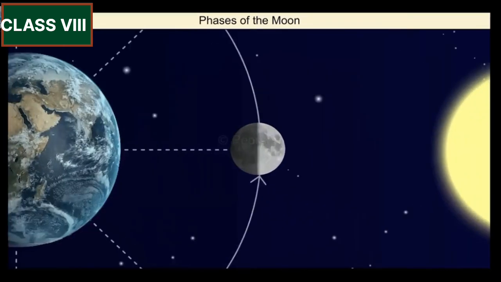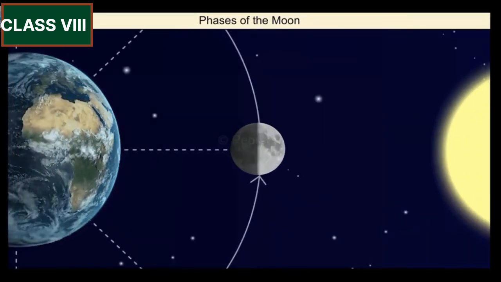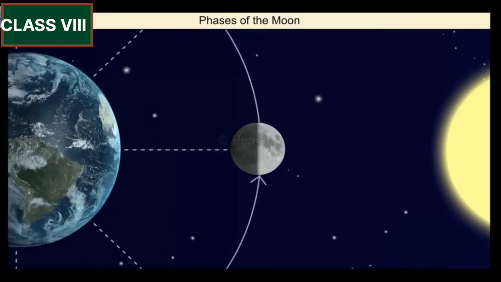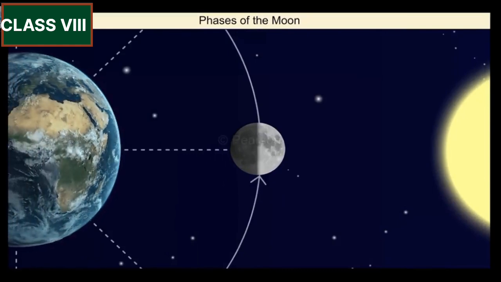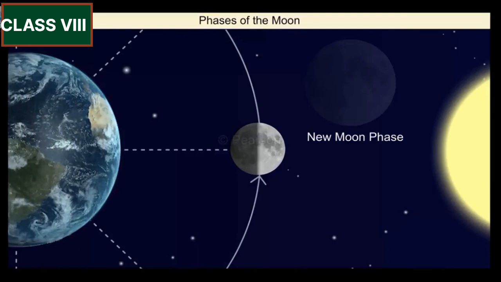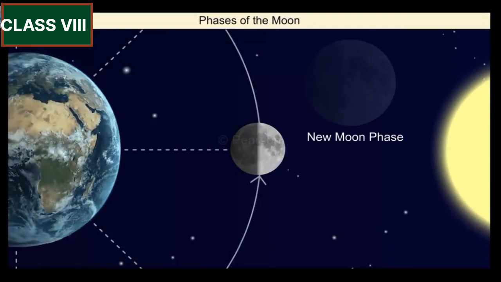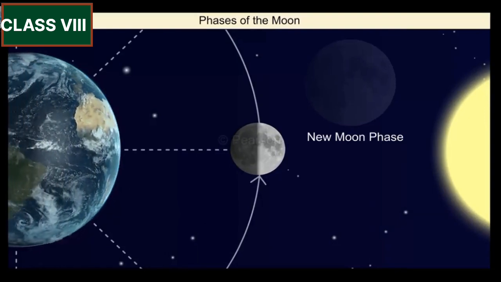When the moon is in between the sun and the earth, we cannot see the moon. This is because the part of the moon facing us is in darkness. This is called the new moon phase.